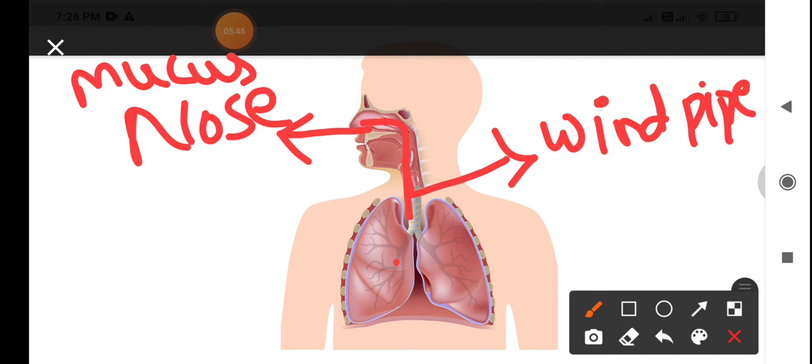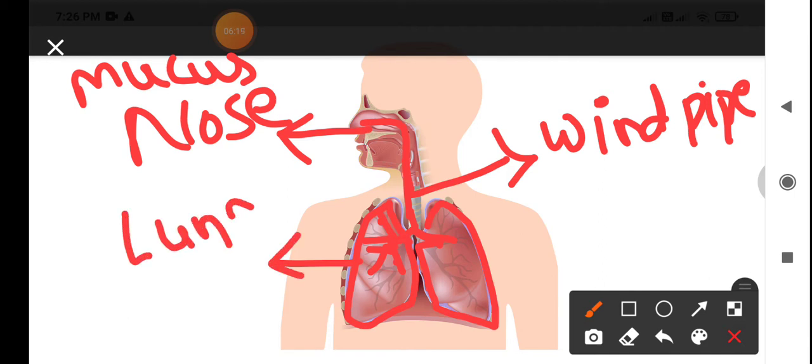And then the lungs. When the windpipe enters into our chest part, we have a pair of lungs. We have two lungs in our body in the chest part. When the windpipe enters the chest part, it divides into two parts and enters into our lungs. So these two are called our lungs. They are in the chest part and we have two lungs.